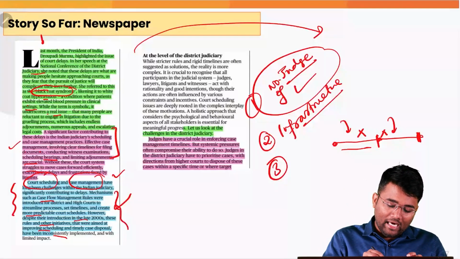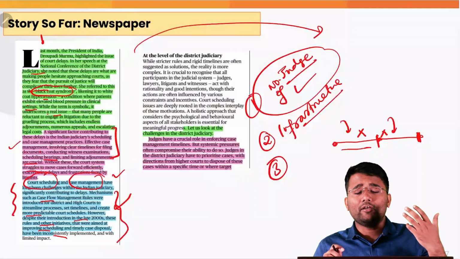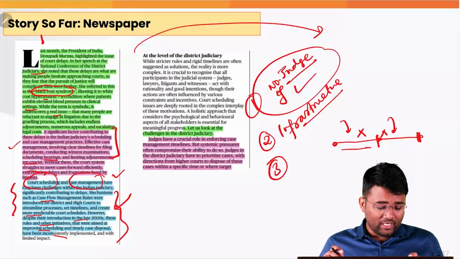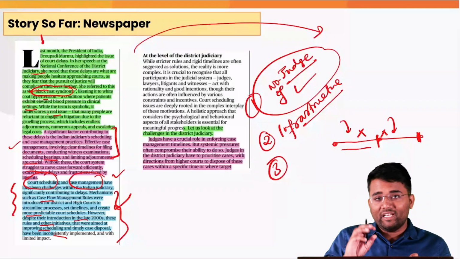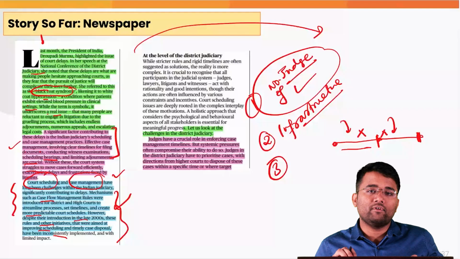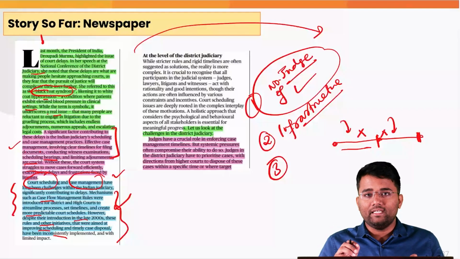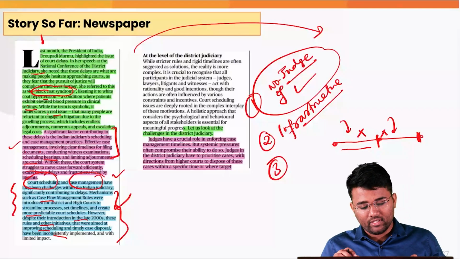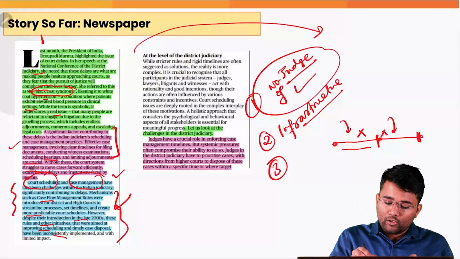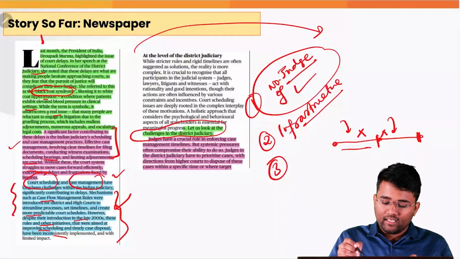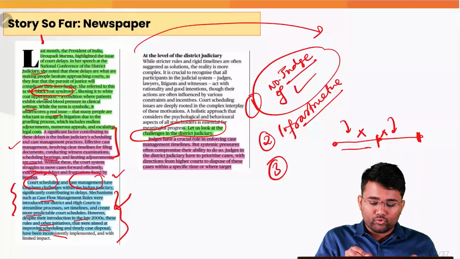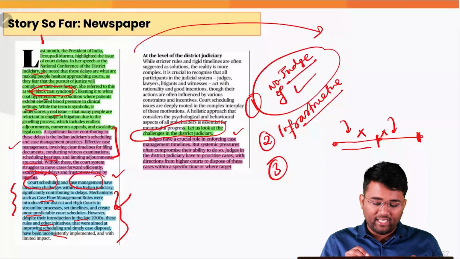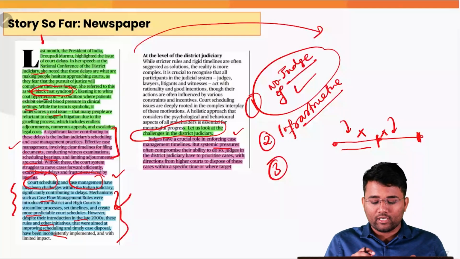So when we are not integrating our technology properly, and these case flow management rules haven't been developed or followed properly, it is leading to further difficulty in case management as well as case scheduling. Also, if you look at the other challenges in the district judiciary, judges have a crucial role in enforcing case management timelines, but systemic pressure often compromises their ability to do so.